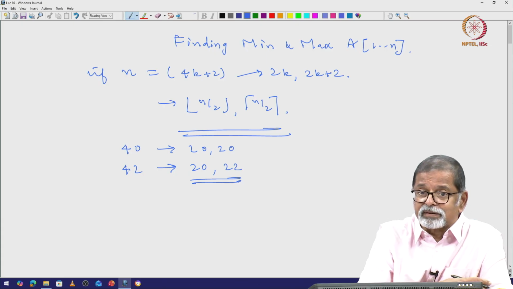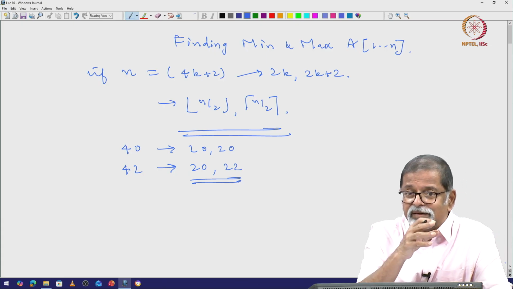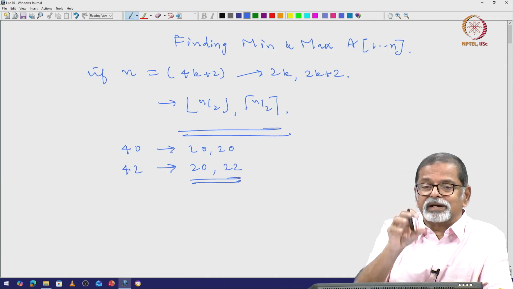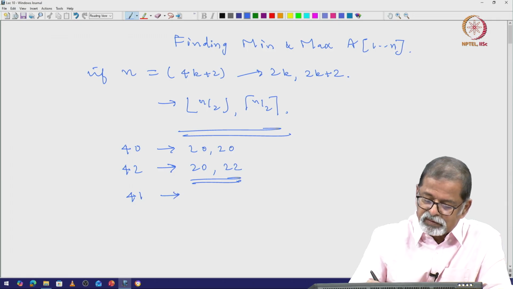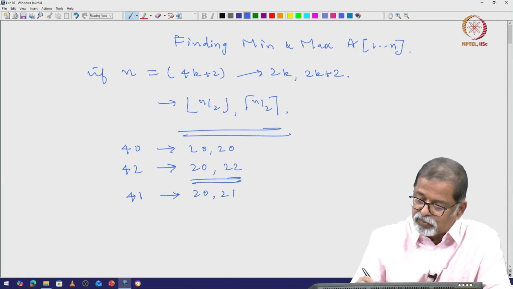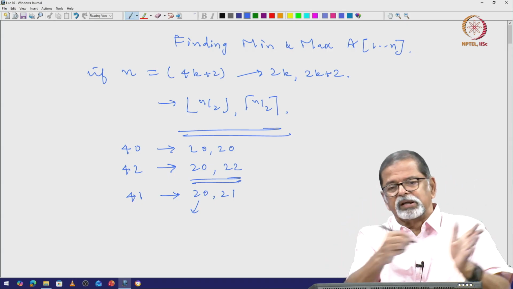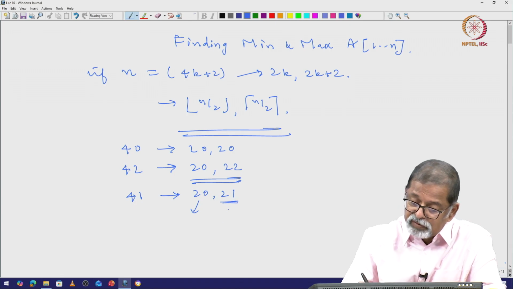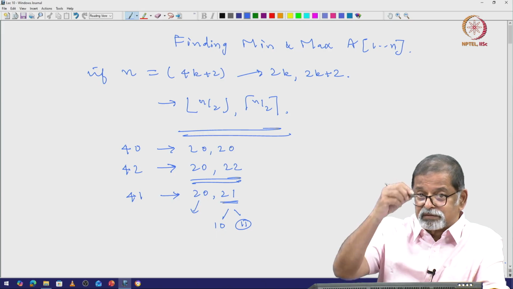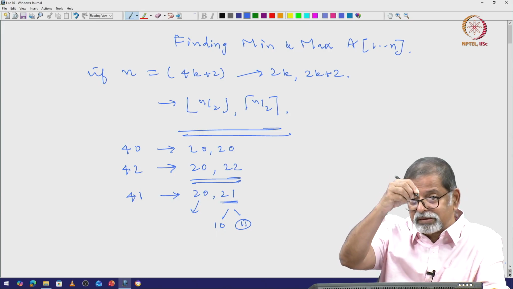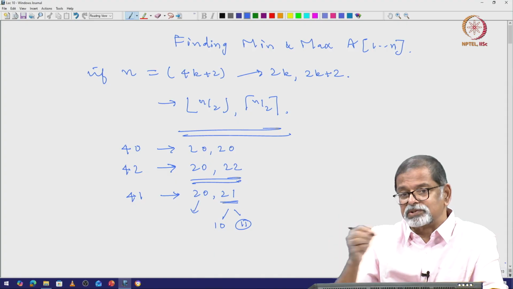What about an odd one? An odd one will have an even number and a smaller odd number. For example, if you take 41, that will be split into 20 and 21. When you expand the 20 node it will have only 2's. This 21 will be split into 10 and 11. You can see that this is a smaller odd number. There will be one odd number that will have one even child and an odd child, but that will be a smaller odd number.